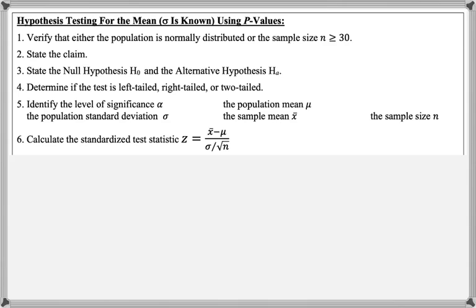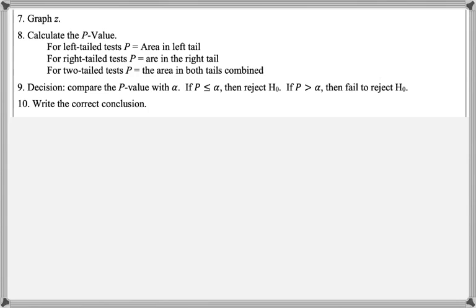Step 3, we have to state the null hypothesis and the alternative hypothesis. Step 4, determine if the test is left-tailed, right-tailed, or two-tailed. Step 5, identify the level of significance, the population mean, the population standard deviation, the sample mean, and the sample size. Step 6, calculate the standardized test statistic, which is z, and that's equal to x bar minus mu over sigma divided by the square root of n. Step 7, we need to graph z.